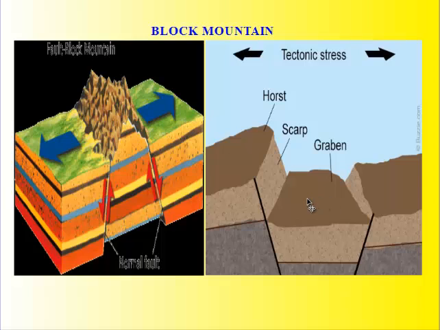We also looked at the difference between block mountain and a horst. We said when the mountain is tilted, or when the mountain lies diagonally, it is called block mountain. But when it lies vertically or more straight, it is known as a horst. So the main difference between the horst and the block mountain is how the mountain stands. If it is diagonal, it is block mountain. When it is vertical, it is known as a horst.